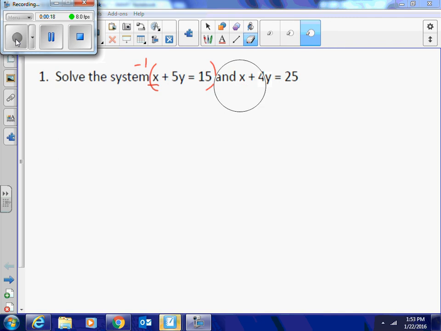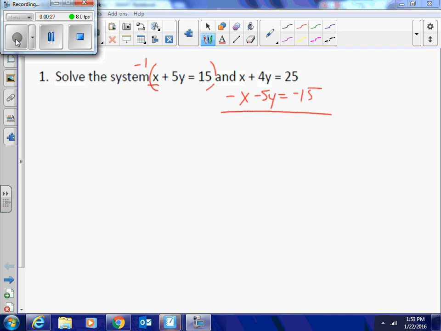When I do, I get negative x minus 5y equals -15. Now, when I add the two equations together, x plus negative x is gone. 4y minus 5y is negative y, and 25 minus 15 is 10. If I multiply both sides by -1, I get y equals -10.